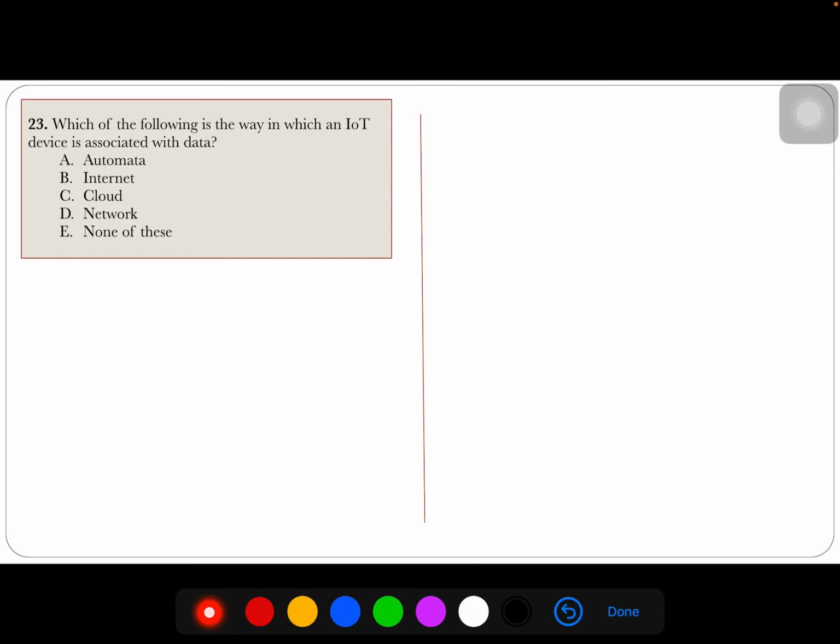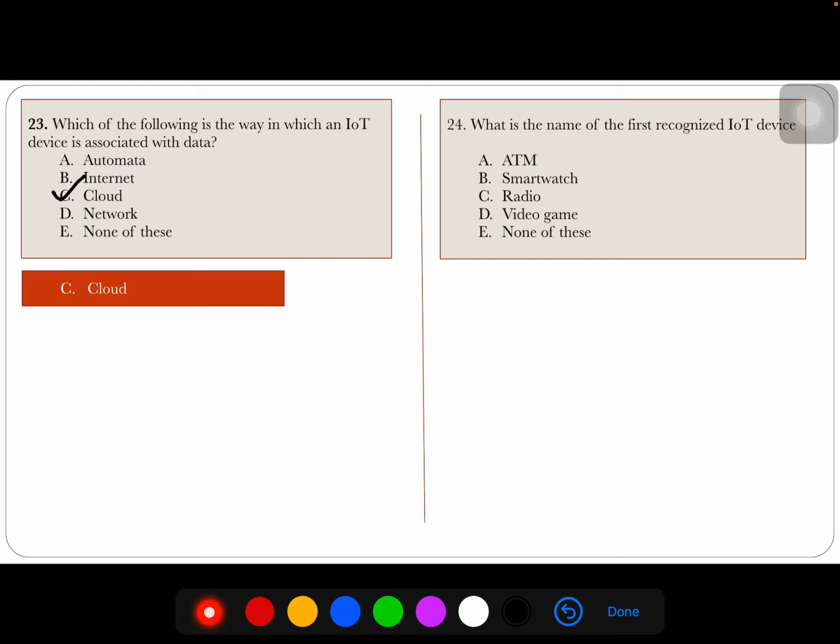Next question. Which of the following is the way in which an IoT device is associated with data? Automata, internet, cloud, network, none of these. One of the very important components of IoT is cloud, where we store the data and process the data. So the correct option is C, cloud, because it is the one associated with data.